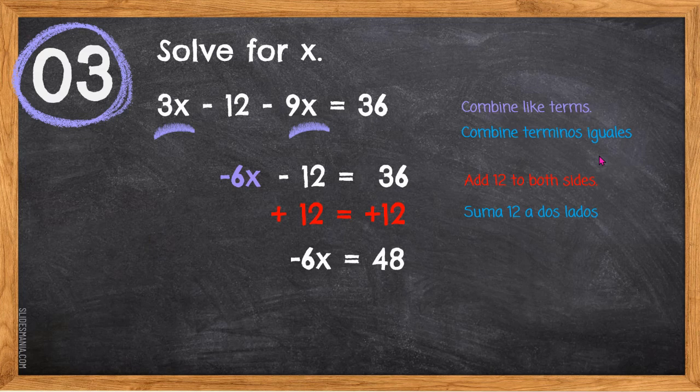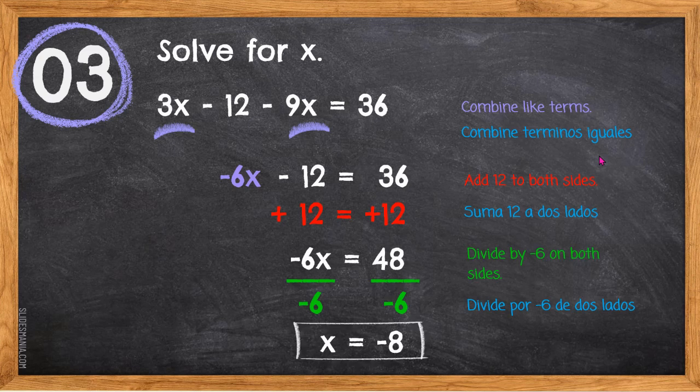The final step is to divide by 6 on both sides. Divide por negativo 6 de dos lados. Y al final, tenemos una respuesta de x es igual a negativo 8. ¡Qué bueno!